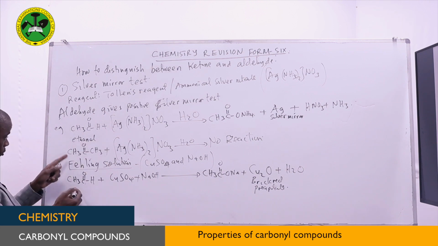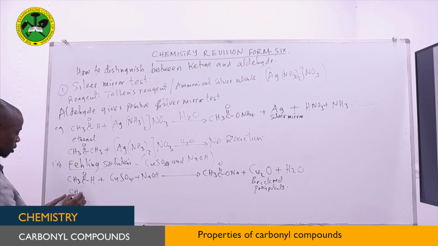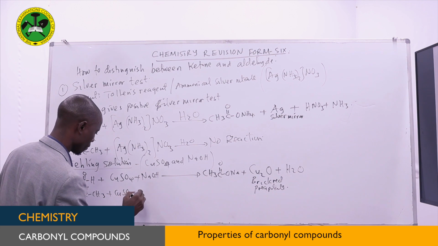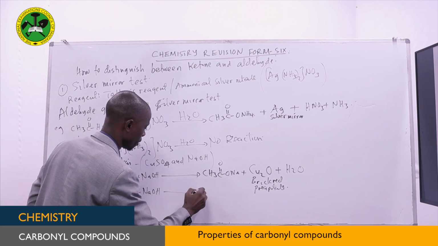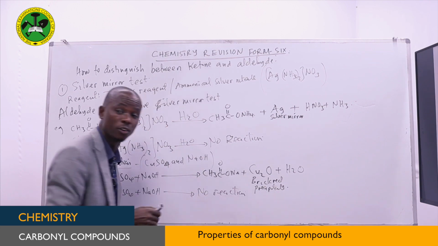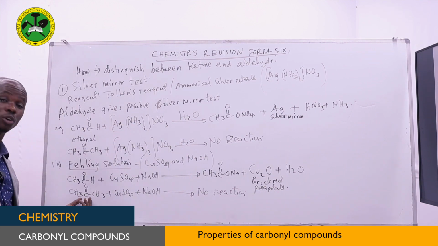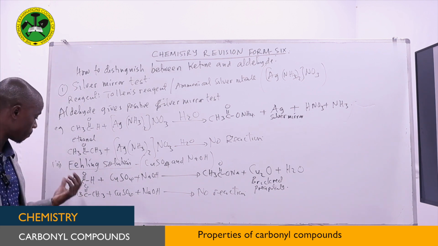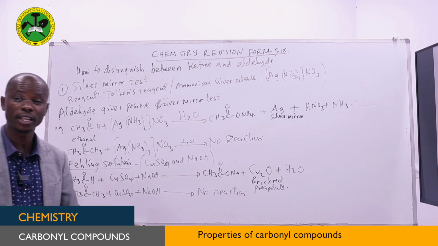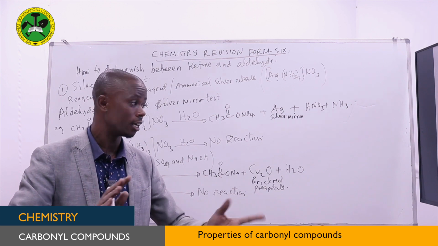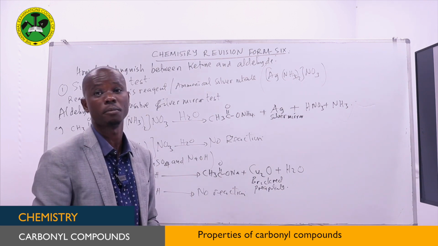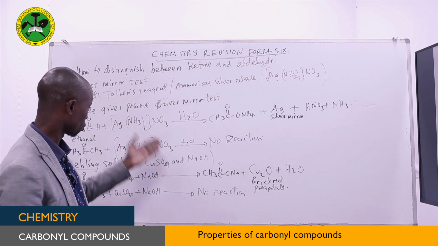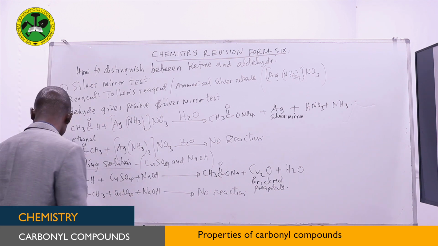But when we take the same example we've used here, ketone, there will be no reaction. Why will there be no reaction? Because ketone resists oxidation. Why? Because it lacks a hydrogen atom on this carbon carrying the carbonyl group. So that is the second way of differentiating between ketone and aldehyde. So if you are asked in the national examination, for example, to tell the differences between ketone and aldehyde, you can use the same two reagents to differentiate.